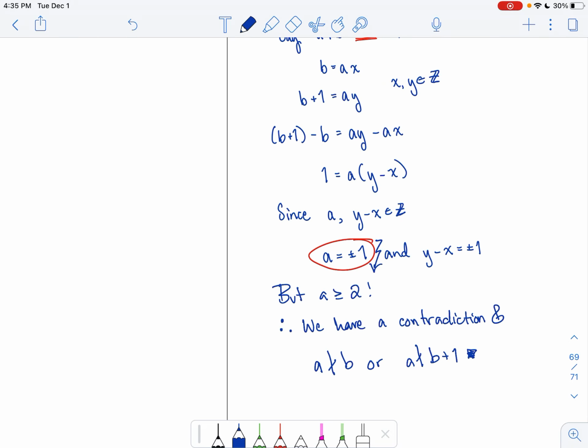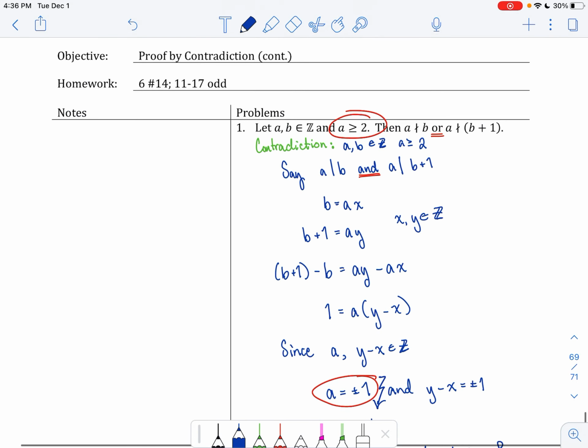So hopefully this is another example of contradiction. Made sense. This one's going to be a more similar idea to most of your proofs by contradiction, since it has these negations of different operations. But that could also mean that contrapositive might be a good choice as well.